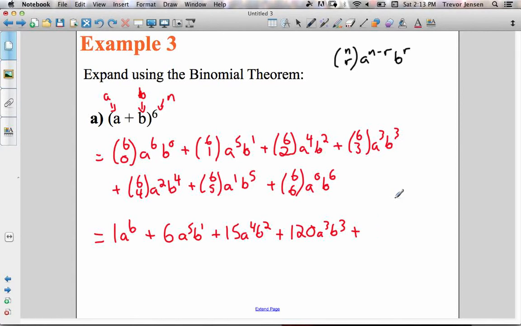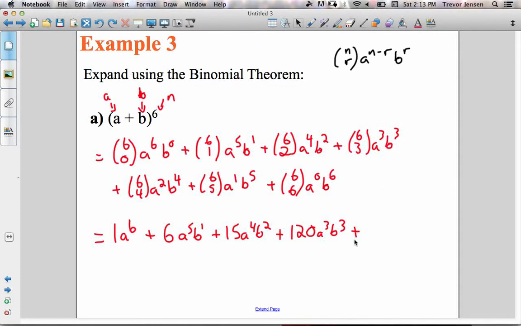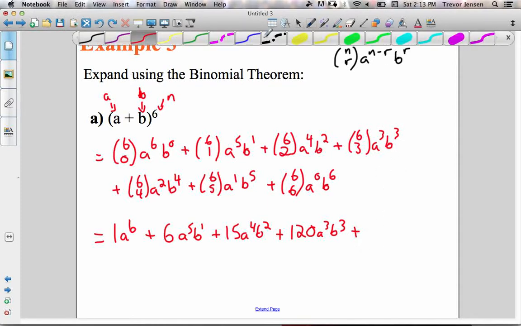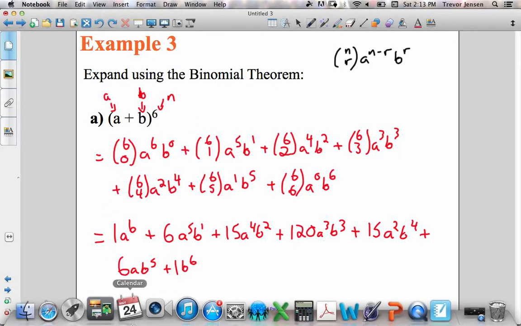6 choose 4 is going to be the same answer as 6 choose 2. It'll give me 15. a to the 2, b to the 4, plus 6 choose 5, it's going to be the same as 6 choose 1, which is 6. a to the 1, b to the 5, plus 6 choose 6, which is equal to 1. a to the 0 is 1, so the a is gone. b to the 6. There's my answer in the expansion of a plus b to the 6.